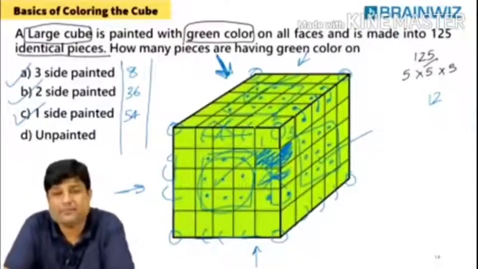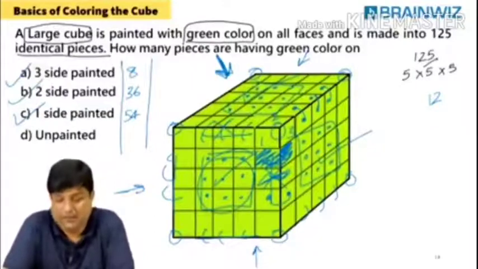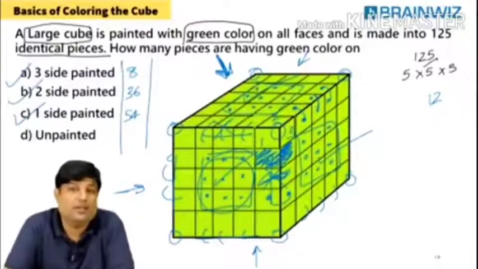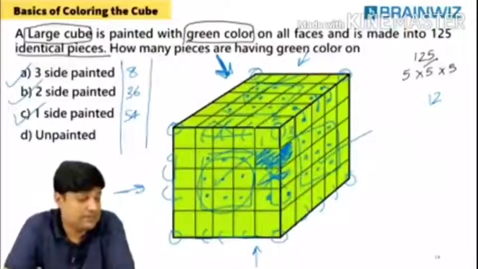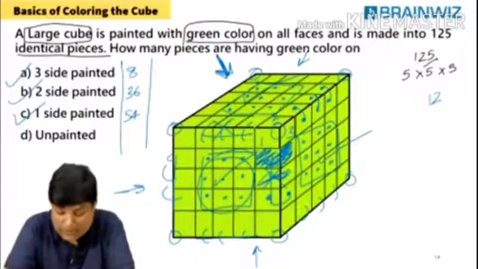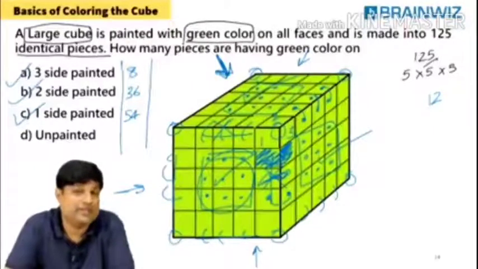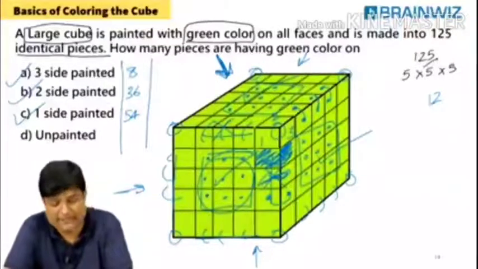Why 6, beta? Sir, why 6? We learn now the basics. What are the basics? Come on, tell me. What are the basics? Faces are 6. Who are 6? Faces are 6. That's good.